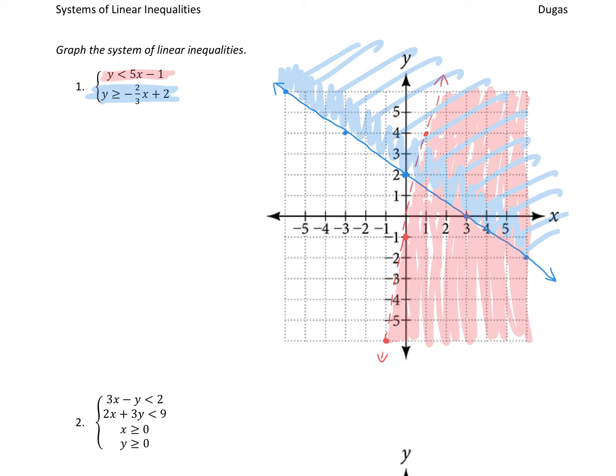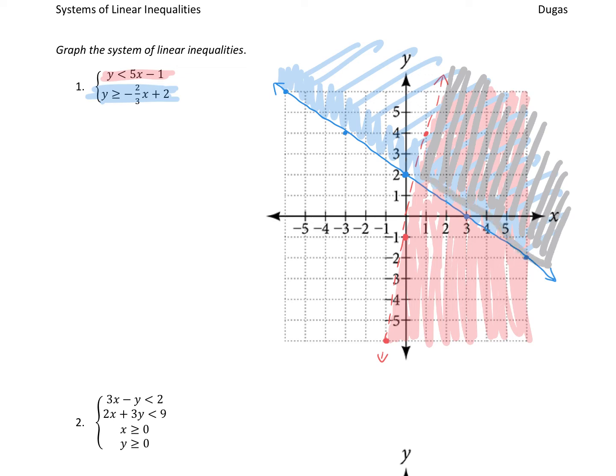So hopefully you can see that our solution to this system of inequalities is everything that's shaded red and blue. So that would include everything in what I'm going to shade in black. All of this would be included in the solution set to the system of inequalities, because that's shaded red and blue.